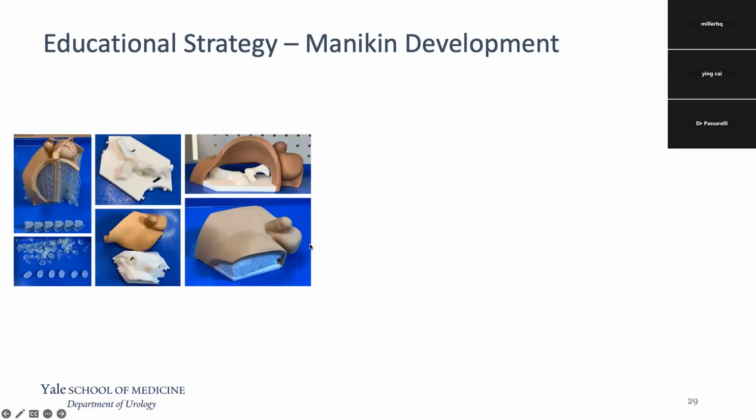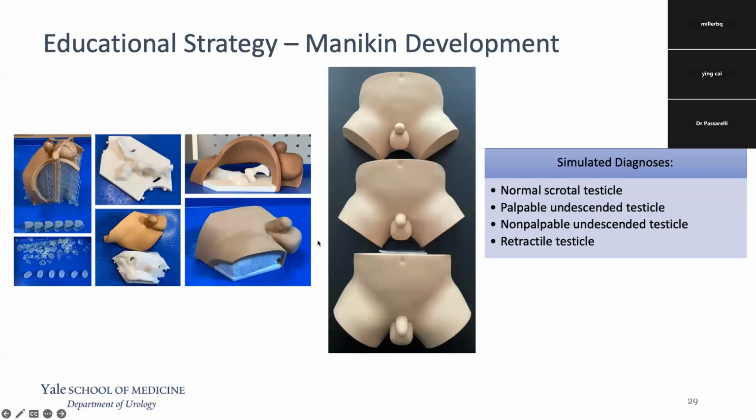They started building 3D models, which then eventually turned into our mannequins. And so these mannequins were able to simulate, again, a normal scrotal testicle, a palpable undescended testicle, a non-palpable undescended testicle, and a retractile testicle.